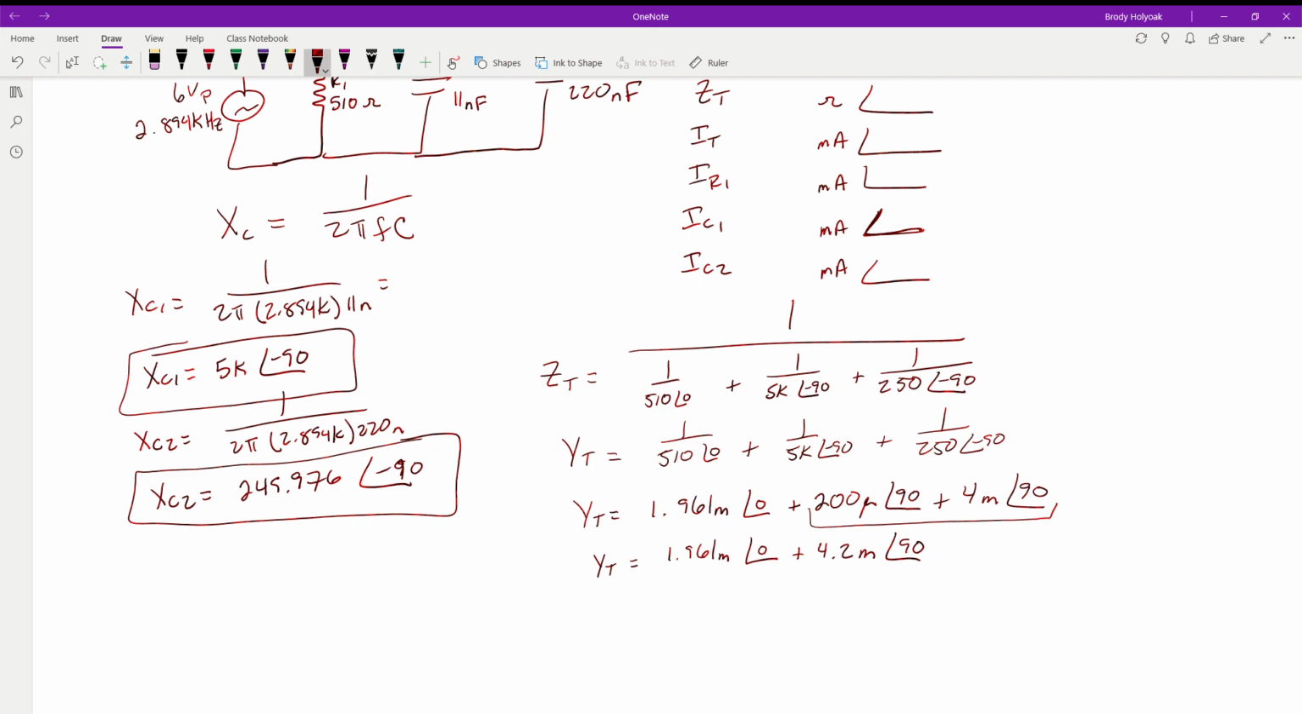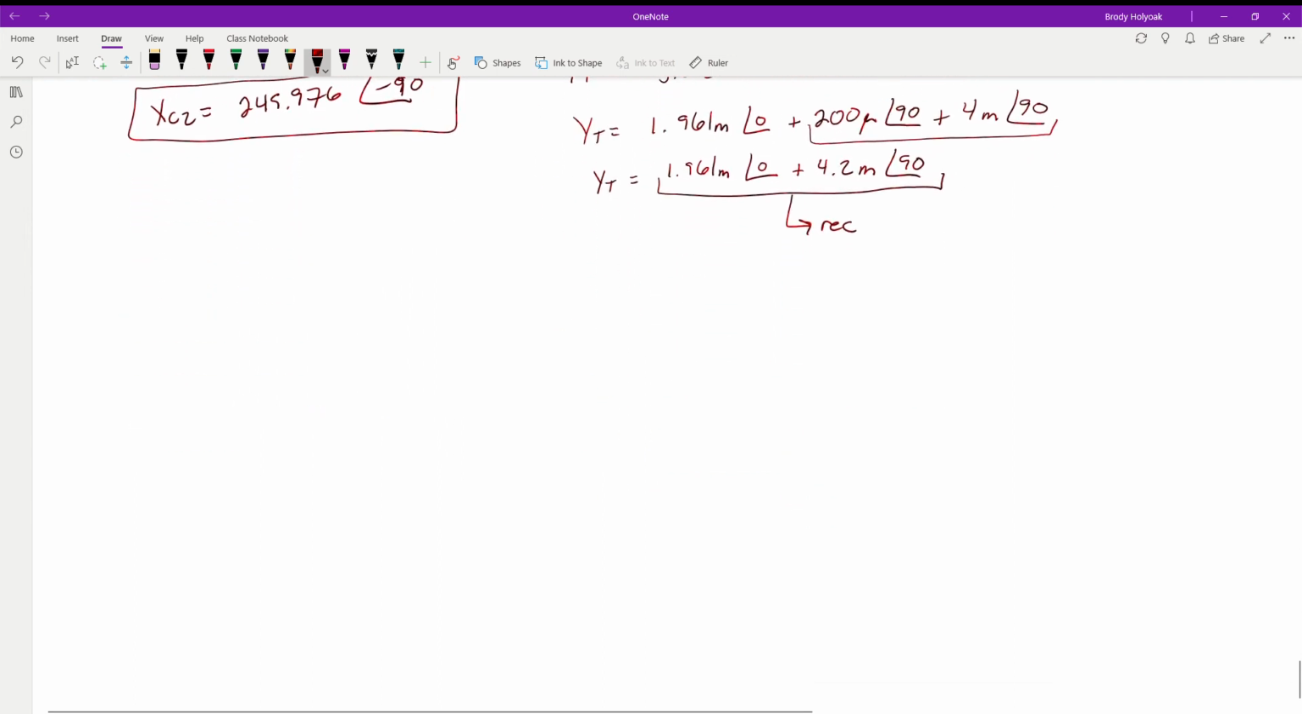So we need to convert this value into rectangular. So we'll slide this up out of the way. The admittance total that we have is going to be equal to 1.961 milli plus J of 4.2 milli, because remember, these are easy conversions we can make. This is a positive J. This is no J. This has no resistance, no real value. So now we're going to convert this into polar.